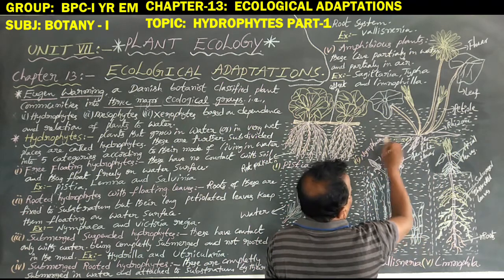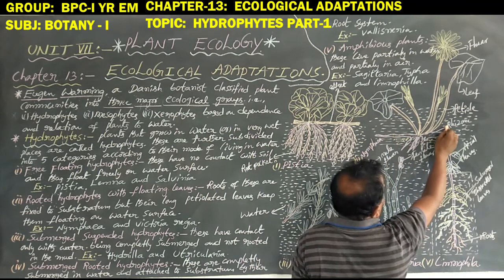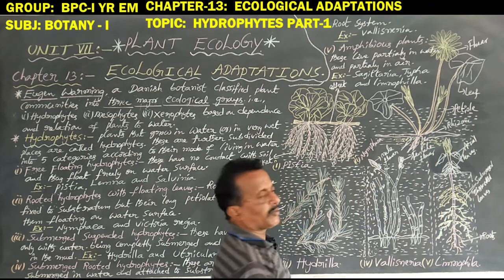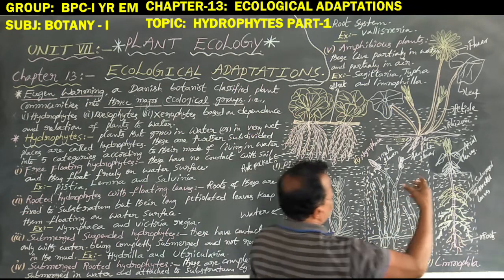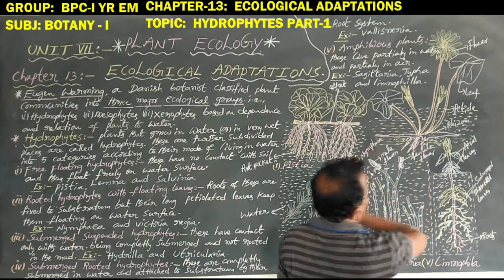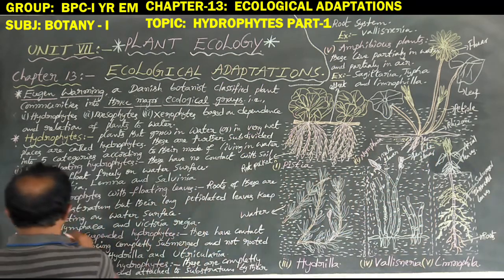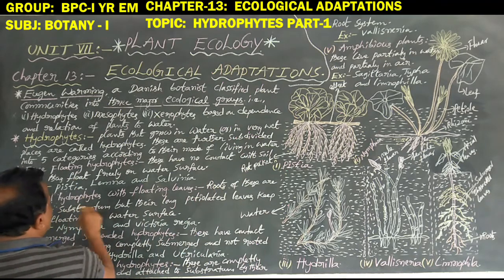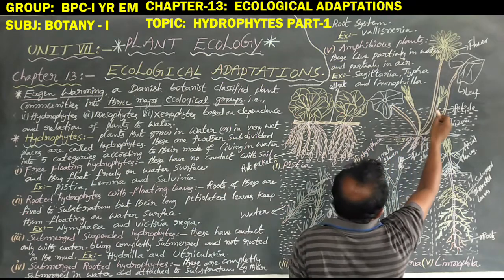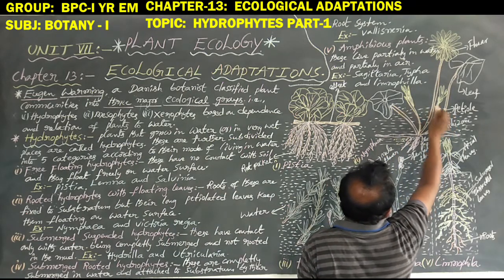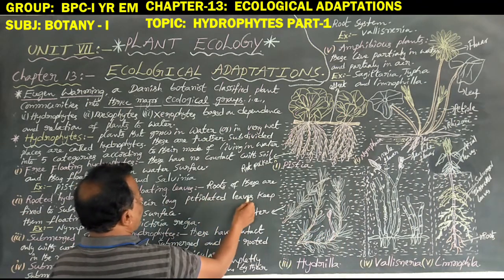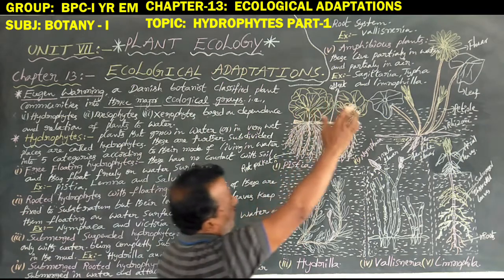In Nymphaea, the underground stem is modified to a rhizome, and this rhizome contains smaller roots. These roots are always attached to the substratum, to the mud. So roots of these are fixed to the substratum or mud, but they contain long petioles, and long petiolate leaves keep them floating on the water surface.